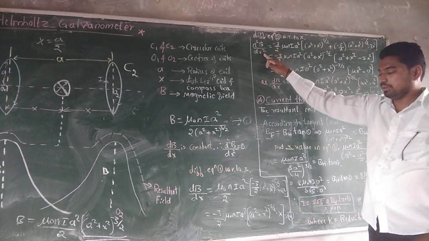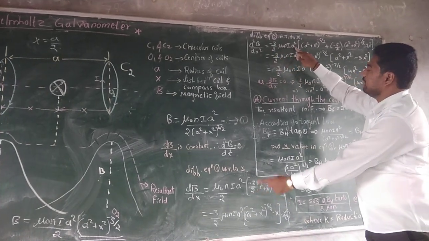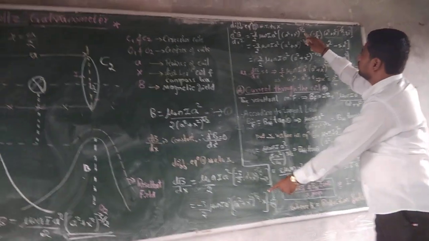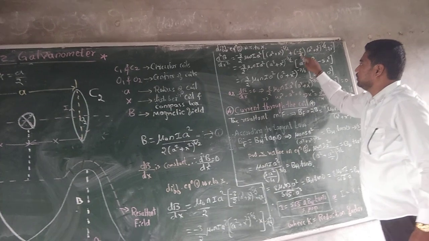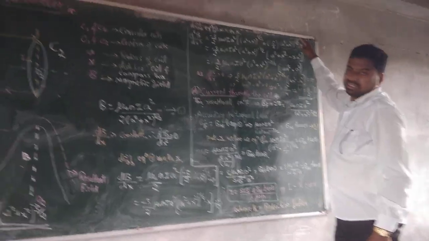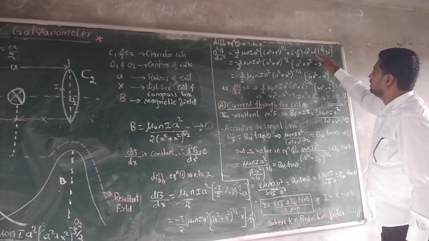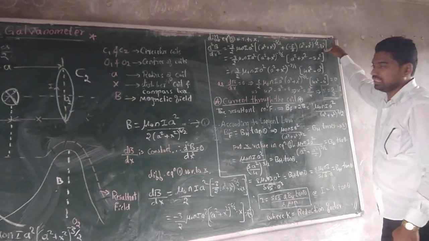That is d square B by dx square, which is equal to minus 3 by 2 mu naught n I a square, and the remaining term a square plus x square raised to minus 5 by 2. Now we have to differentiate this term. That is minus 5 by 2, a square plus x square raised to minus 5 by 2 plus 1, that is minus 7 by 2. For the remaining term, the differentiation of x square is 2x, and with the remaining term x, it is 2x into x, 2x square.